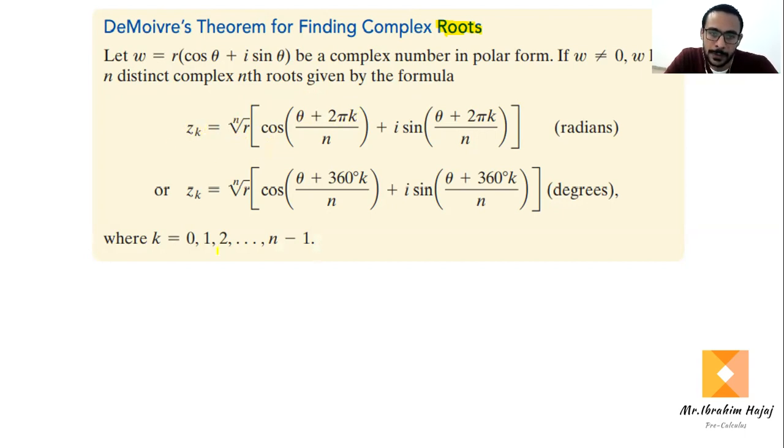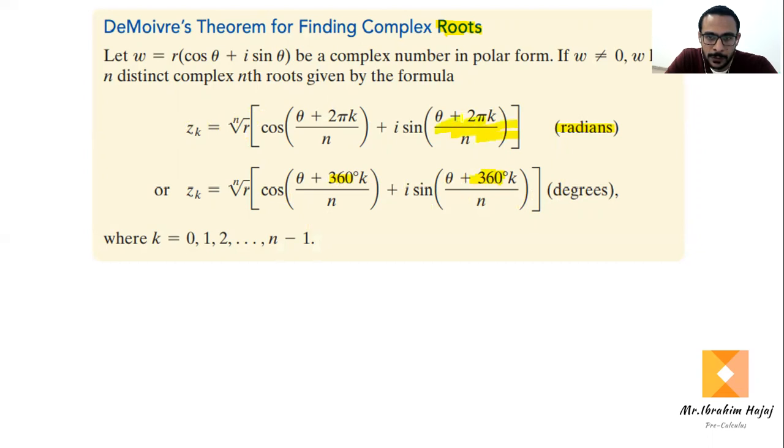K here is 0, 1, 2, 3, and so on. This is in radicals, plus i sine of theta plus 2 pi k over n. What is n here? The root: the sixth root, the fifth root, the fourth root, the eighth root, for example. In degrees, you know that 2 pi is 360 degrees, k over n.